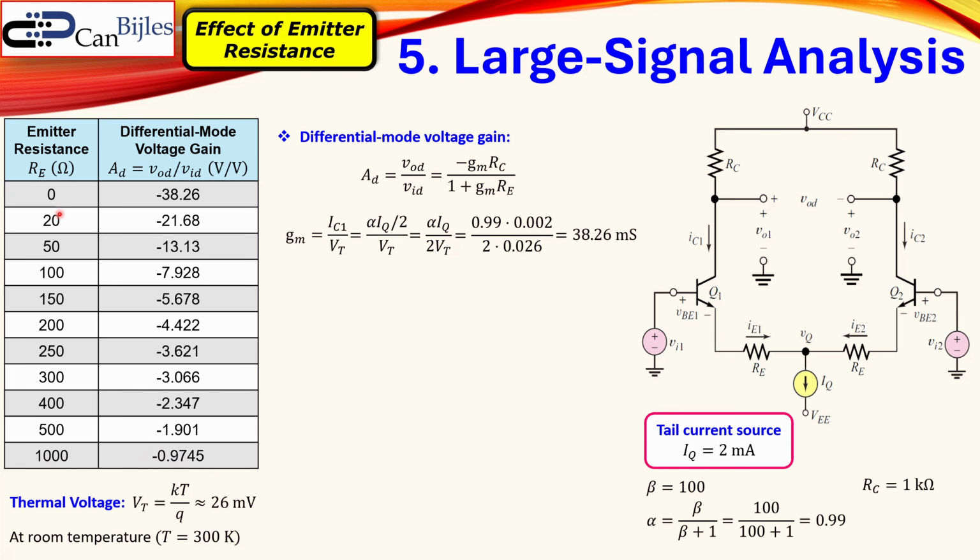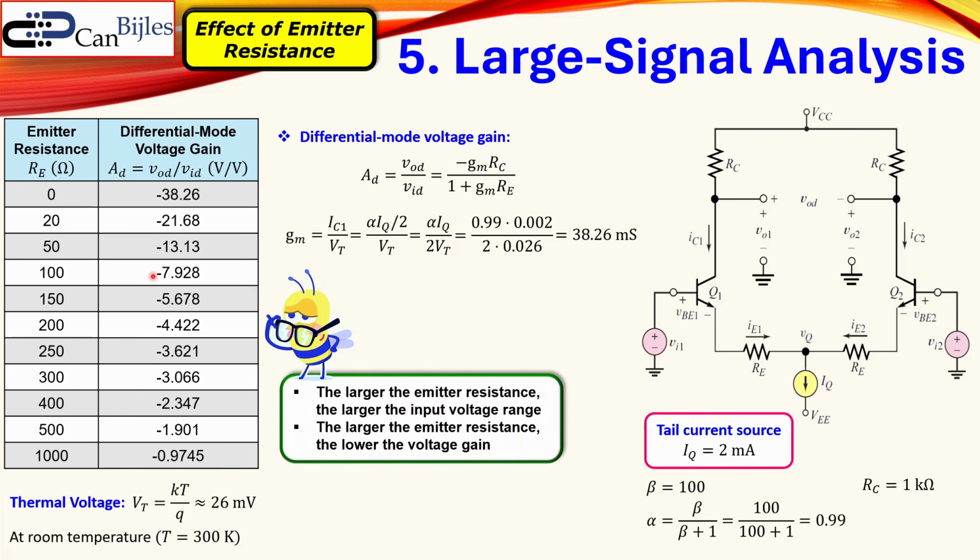So it is of course important to pick your resistance here conveniently in order to also get a sufficient differential mode gain. Okay, so the larger the emitter resistance, again, the larger the input voltage range, yes, but the larger the emitter resistance will also lower your voltage gain. So that is of course again a trade-off. There's no win-win situation.